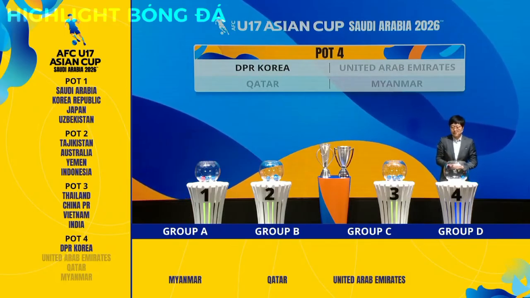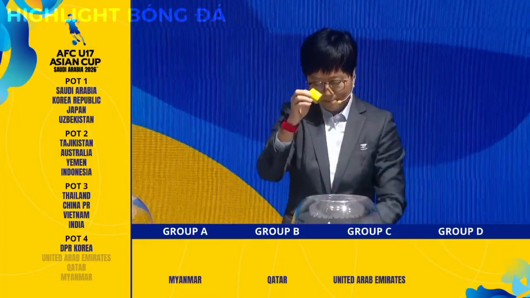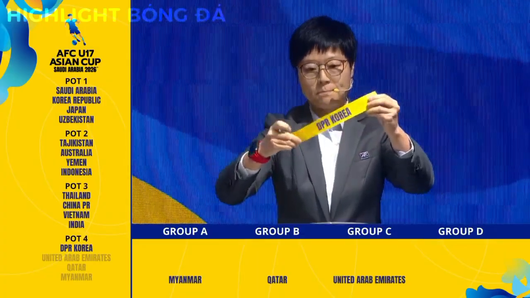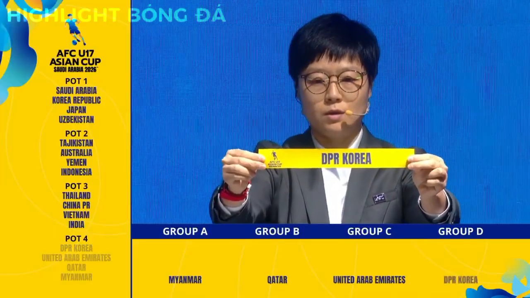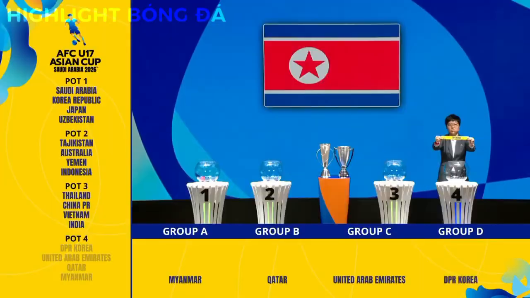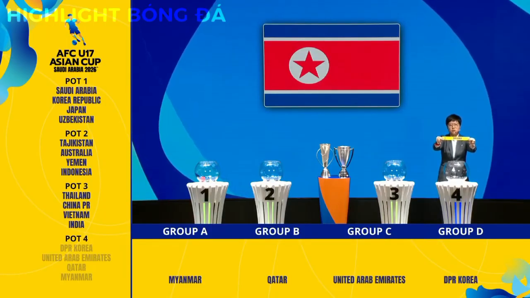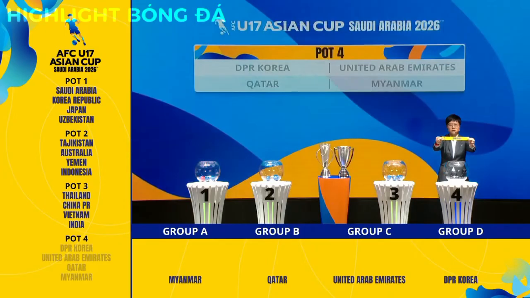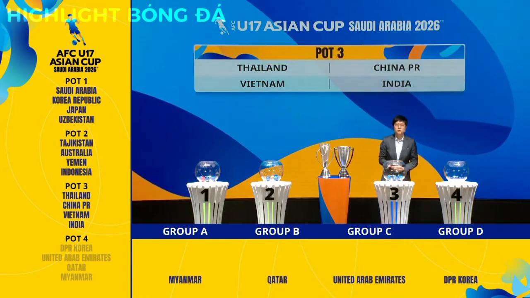Last team from Pot 4 and for D4. DPR Korea. Also second qualification in a row to the final stage. In last edition, they performed quite well, reached the semi-final, and also 2 times champion winning in the history, 2010 and 2014. DPR Korea for D4, and we completed Pot 4. Move on to Pot 3. First, we draw team for A3.